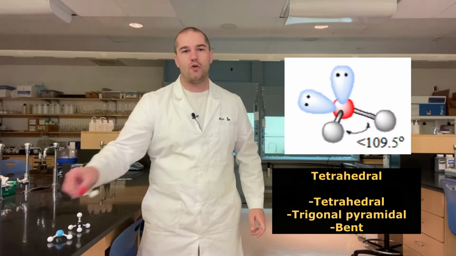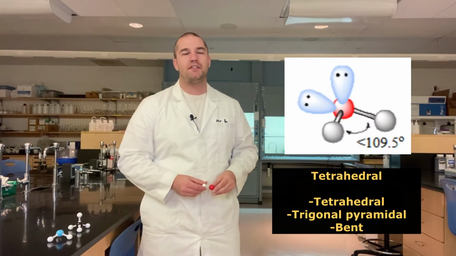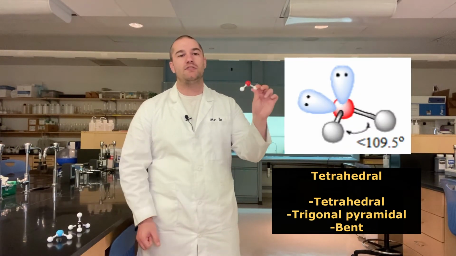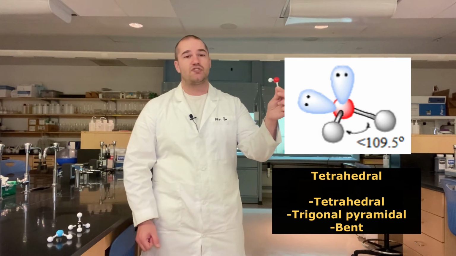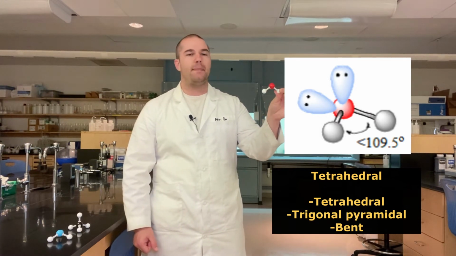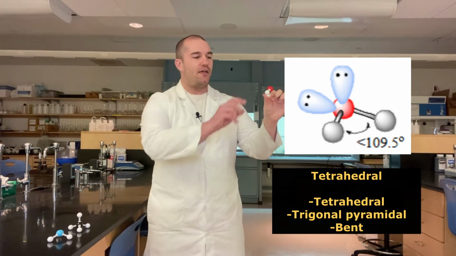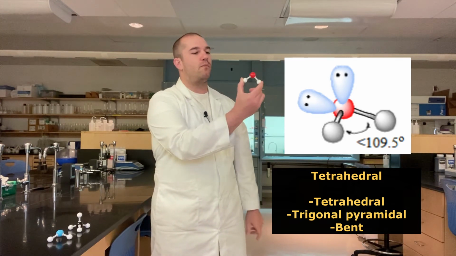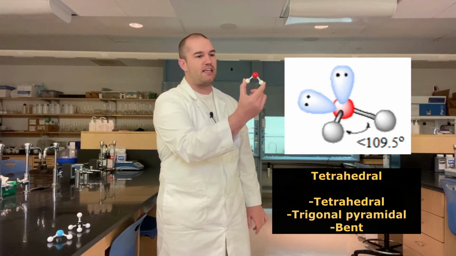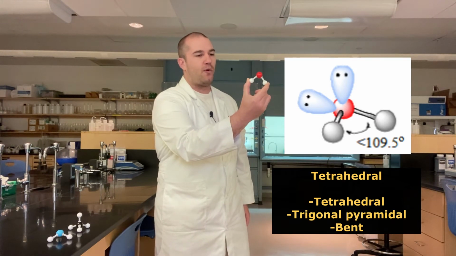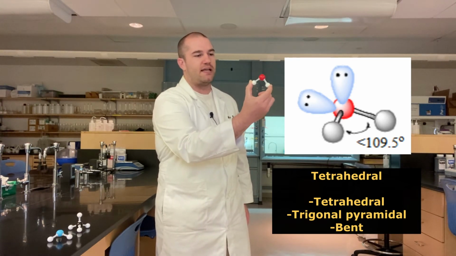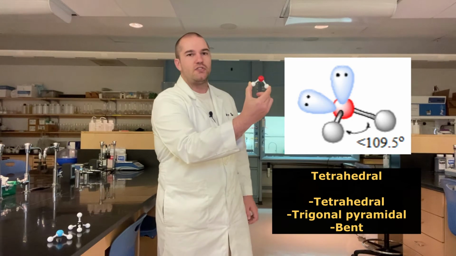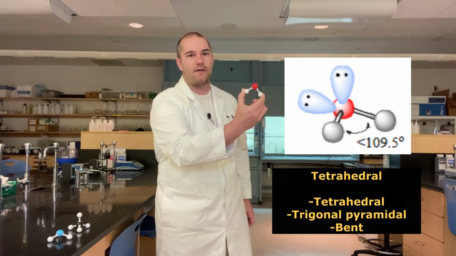The last category under tetrahedral is going to be 2 bonding domains, 2 non-bonding domains, such as water. And water is going to be tetrahedral bent. And the bond angle is going to be even less than that of ammonia. It's going to be even less than 109.5 compared to ammonia's. And that's due to 2 lone pairs squeezing this bond together.